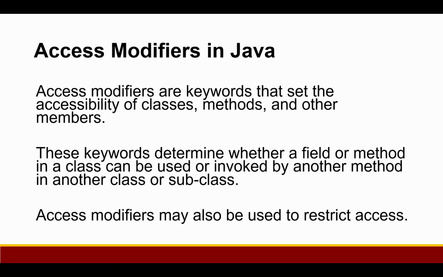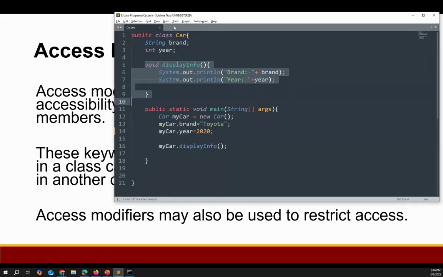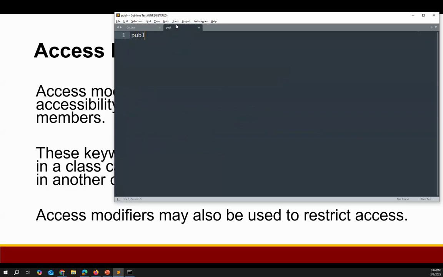Now let's look at each of these access modifiers. First, we'll discuss the public access modifier. The public access modifier allows a class, method, or field to be accessible from any other class in any package. This is the most open access level. Now, we have here an example.